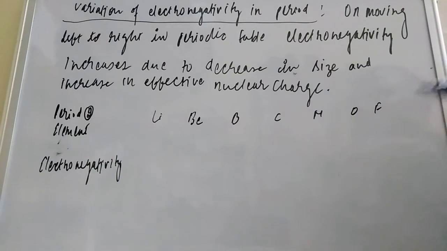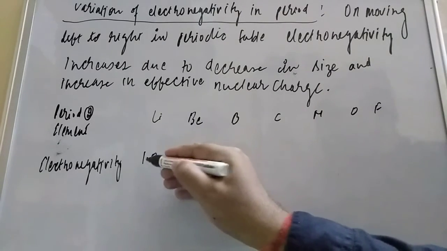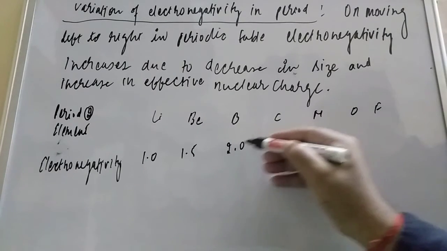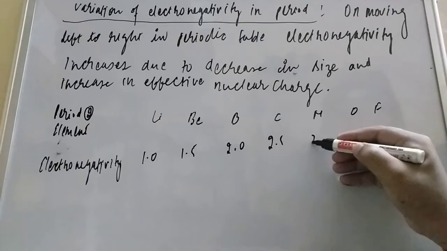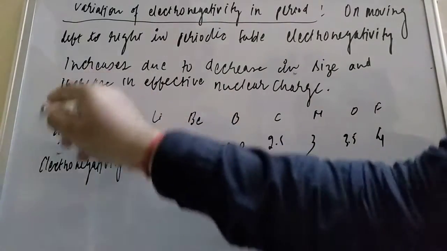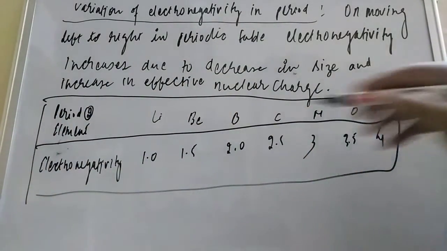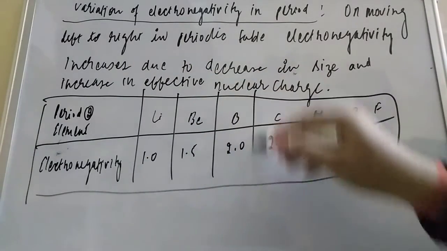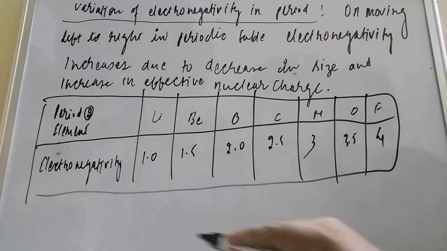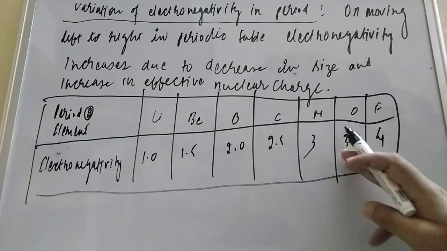These many are there. Dear student, lithium has an electronegativity value of 1.0, beryllium is 1.5, boron is 2.0, carbon is 2.5, nitrogen is 3, oxygen is 3.5, and fluorine is 4. So check, friend, what you are finding when moving left to right in period number 2: the value of electronegativity keeps on increasing, 1.0, 1.5, 2.0, 2.5, 3, 3.5 and 4.